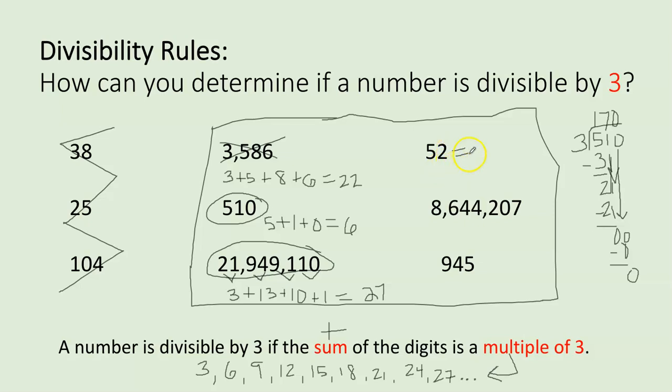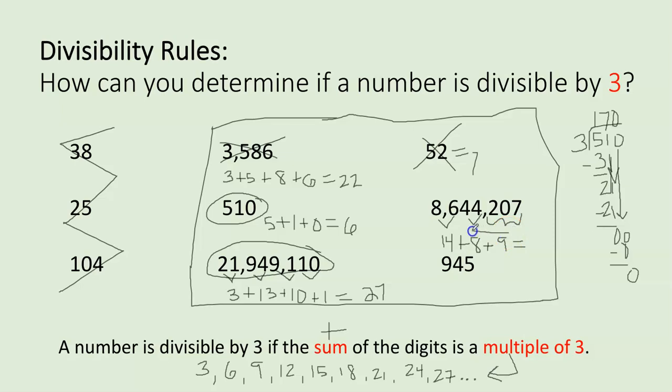5 plus 2 is 7, and 7 is not a multiple of 3, so 52 is not divisible by 3. All right, let's try this next one. 8 plus 6, we get 14. If we add the 4's together, that would be 8. If we add the 2 plus the 0 plus the 7, that would give us 9. I'm adding this in sections because there's just so many numbers, it's easy to make a mistake.